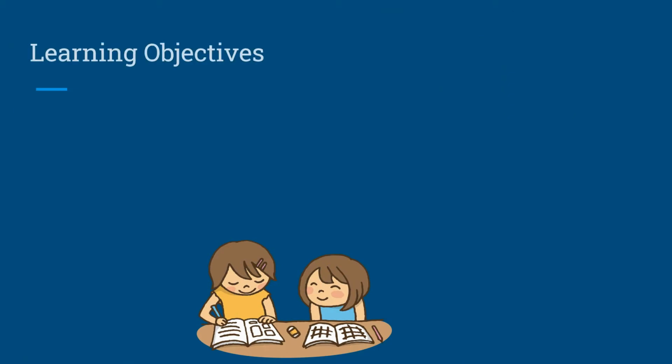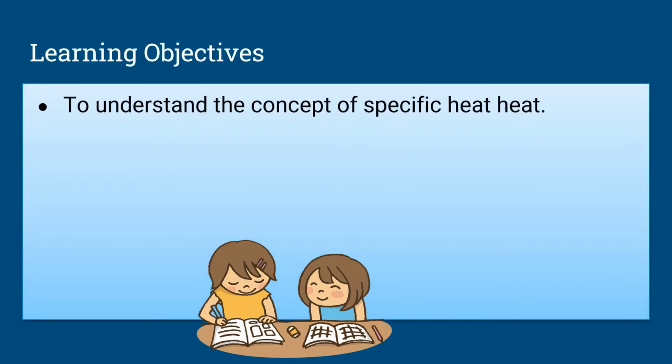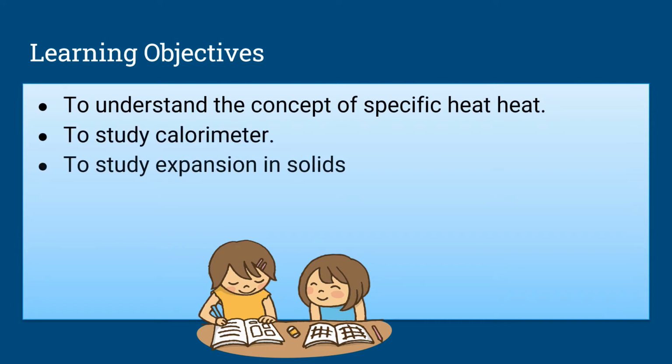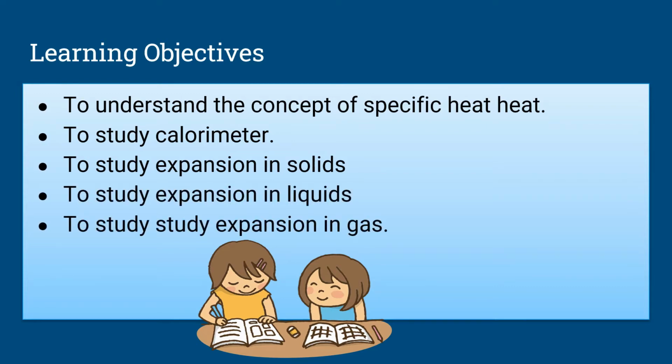The learning objectives for this session are to understand the concept of specific heat, to study calorimeter, to study expansion in solids, to study expansion in liquids, and to study expansion in gas. In the last class, we studied about heat, sources of heat, temperature, difference between heat and temperature, and thermometer. Today we will be going a little further and study about specific heat.